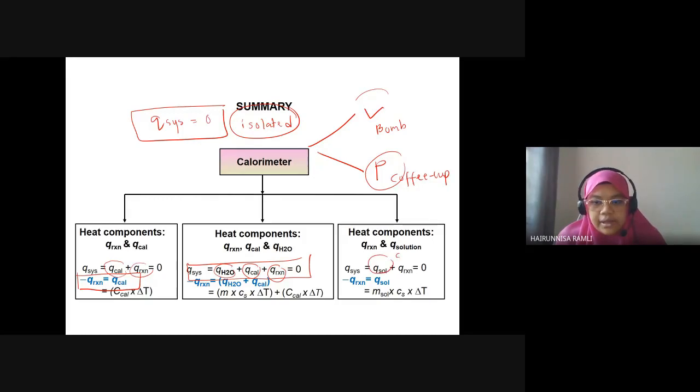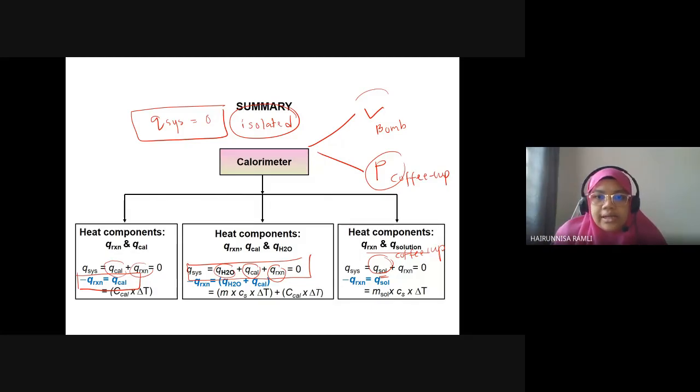The same goes if you only have information on the solution, for example in the coffee cup calorimeter. Usually the heat capacity value of the calorimeter is very small, so small that we can ignore it, it is negligible. So that's why usually we just use Q reaction equals Q solution. There is no specific equation for each method, so you have to refer to the information given in the question.